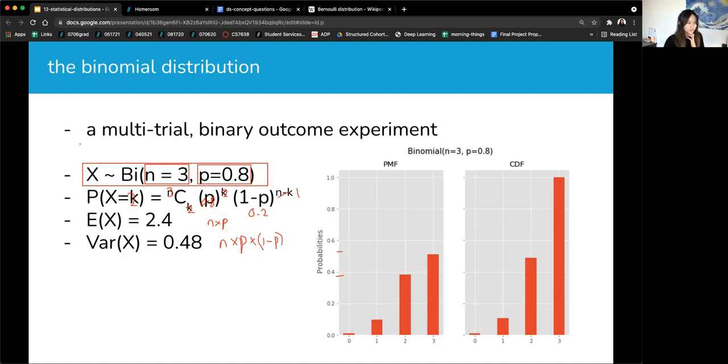Again, not important to remember, but good to know that when you're doing this kind of multi-trial binary outcome experiment, you can use a binomial distribution to model that.